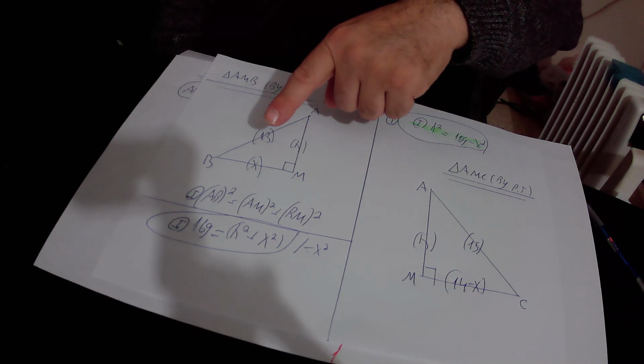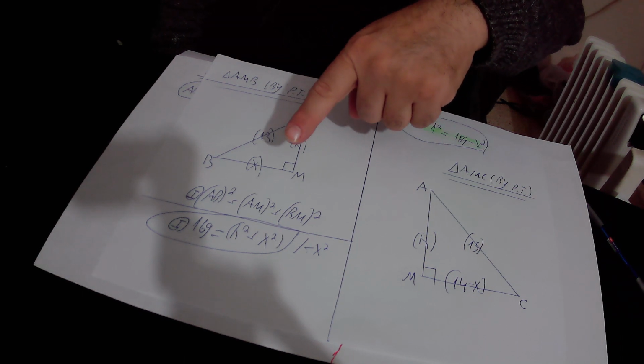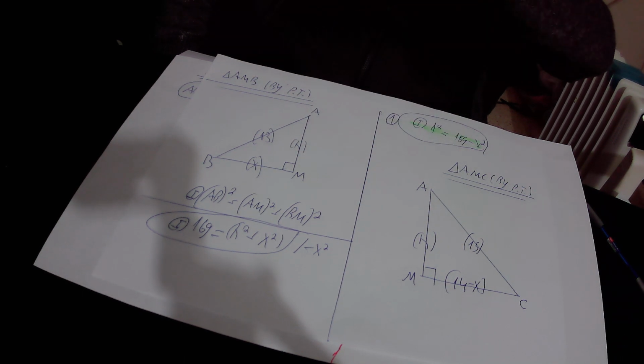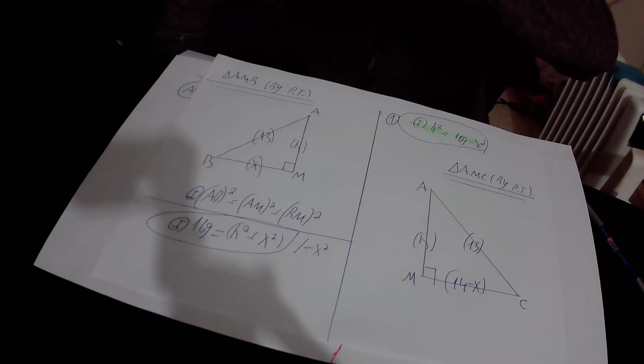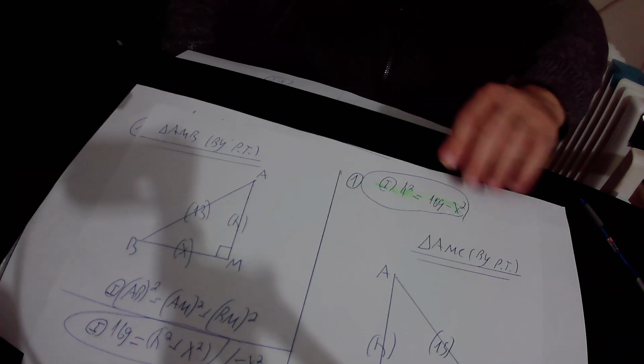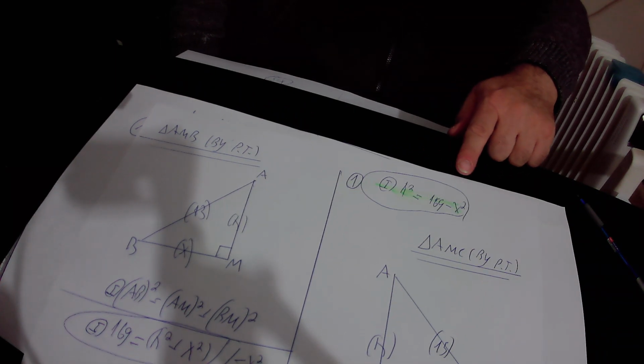So in total we found out that according to equation number 1, 169 equals H squared plus X squared. If we subtract X squared from this equation number 1, we finally find that H squared equals 169 minus X squared.